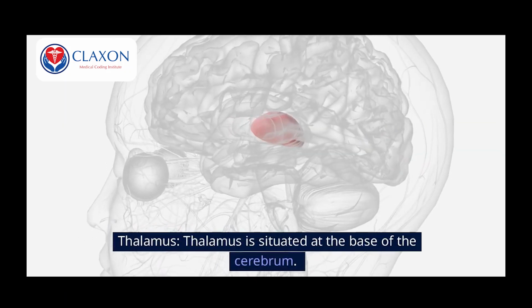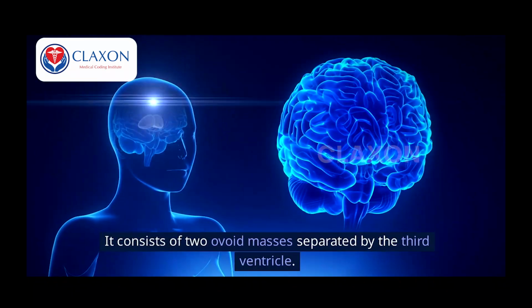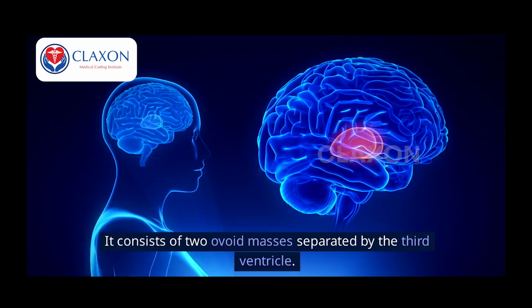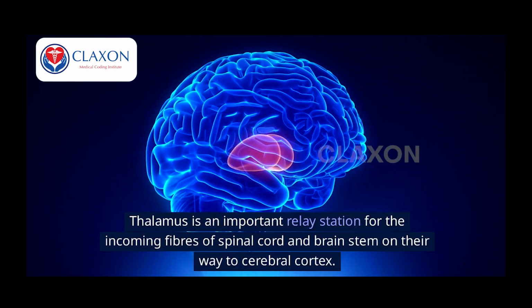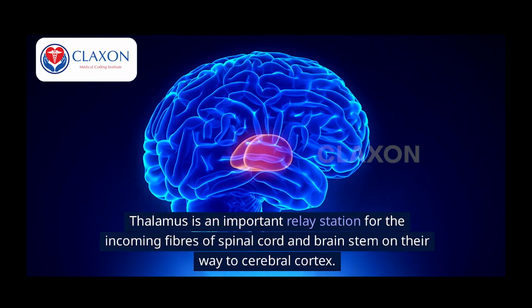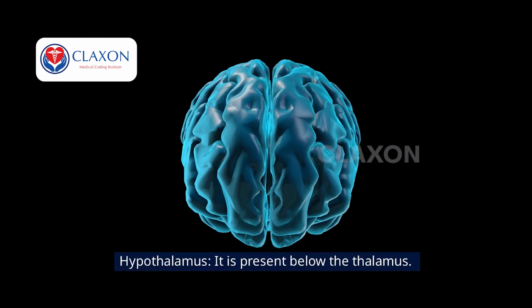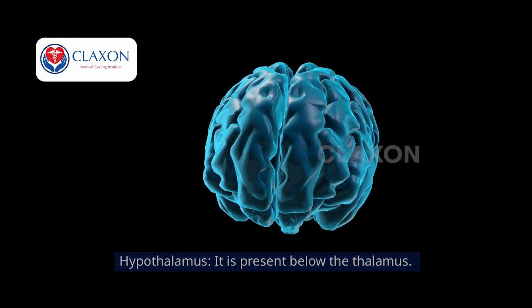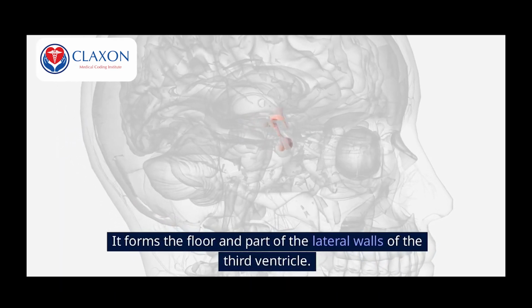Thalamus. The thalamus is situated at the base of the cerebrum. It consists of 2 ovoid masses separated by the 3rd ventricle. The thalamus is an important relay station for the incoming fibers of the spinal cord and brain stem on their way to the cerebral cortex. Hypothalamus: it is present below the thalamus. It forms the floor and part of the lateral walls of the 3rd ventricle.